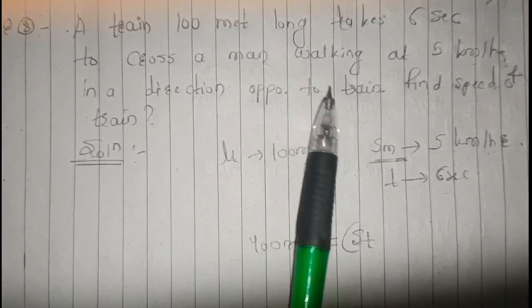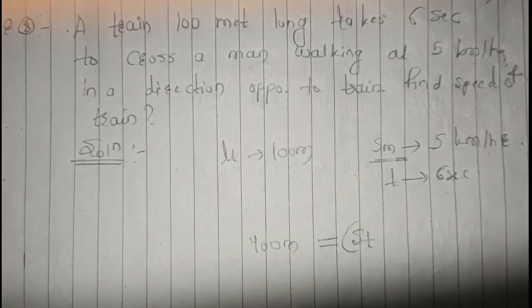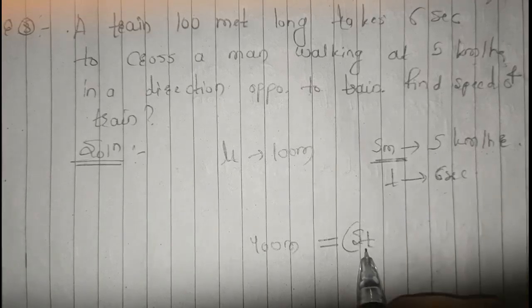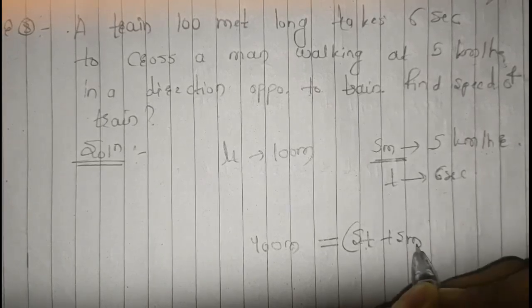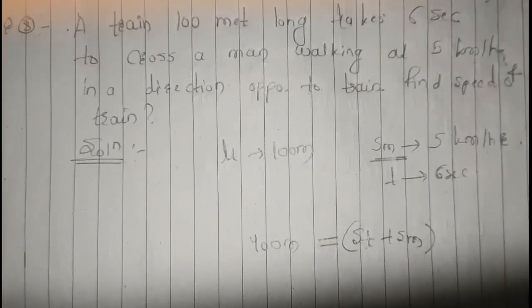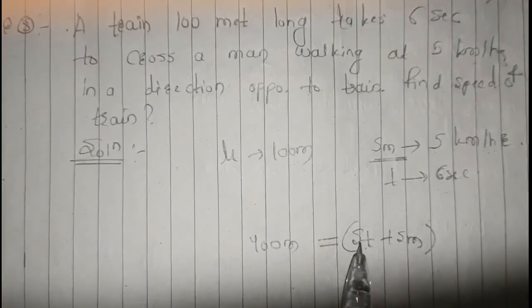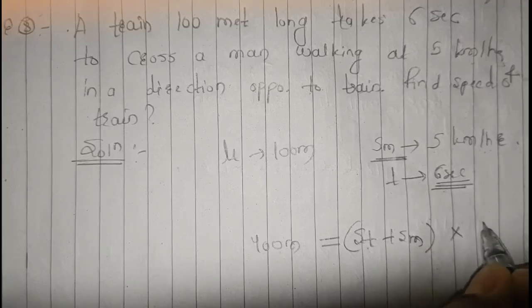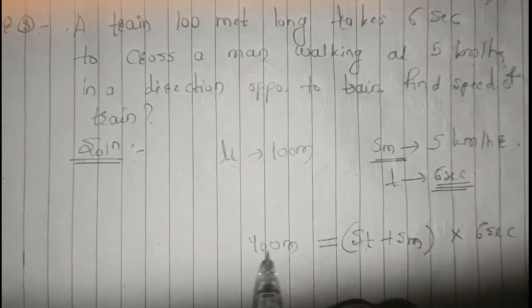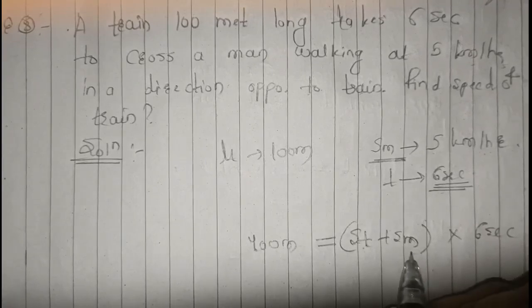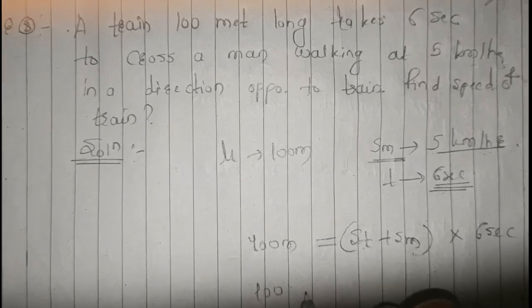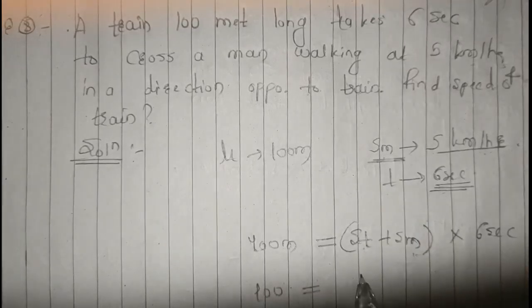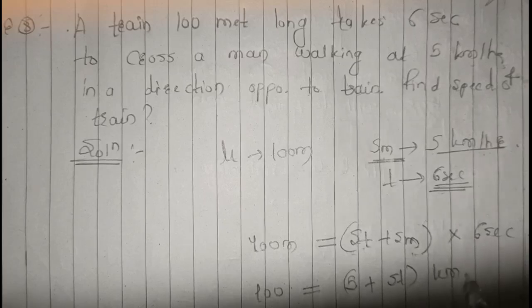Now whenever there is the opposite direction, we have to make sure that we add the speeds. So speed of the train plus speed of the man. So 100 meters is st plus sm into the time required for them to meet, which is 6 seconds. The man's speed is given, that is 5 plus st. It is in kilometer per hour, we cannot forget that. So this would be our first equation.